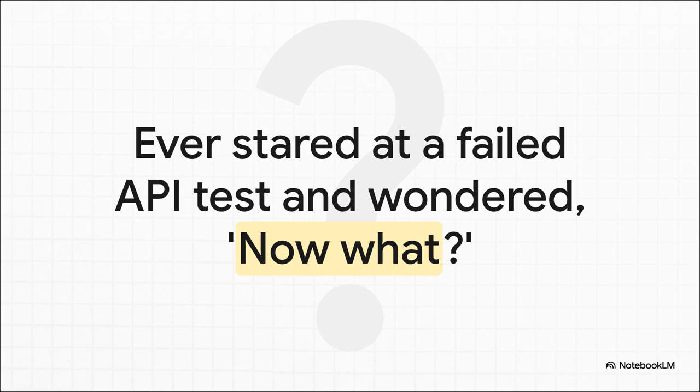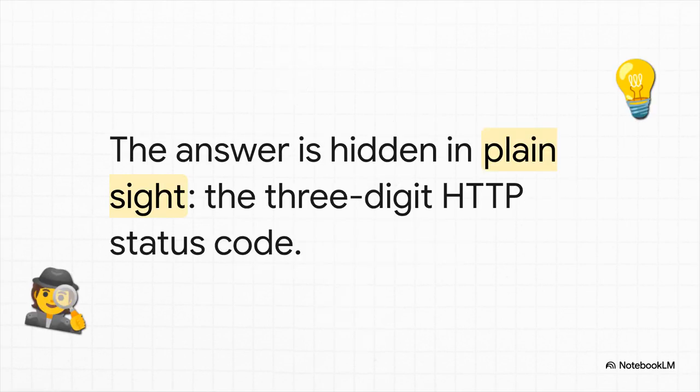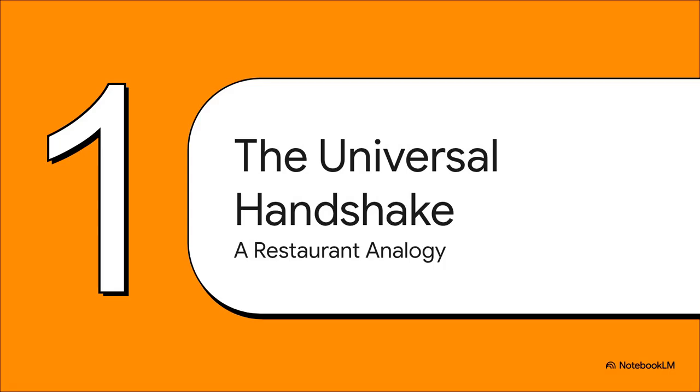But what if I told you the single most important clue was staring you right in the face the whole time? That's right. The key to knowing exactly what went right, or more importantly, precisely what went wrong, is that little 3-digit status code. And honestly, mastering these is what separates the good engineers from the truly great ones. To really get this, let's think of it in a way we can all understand.